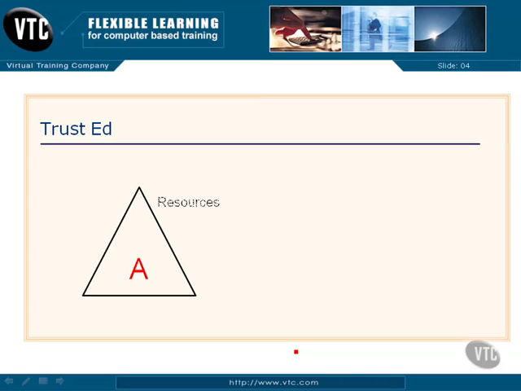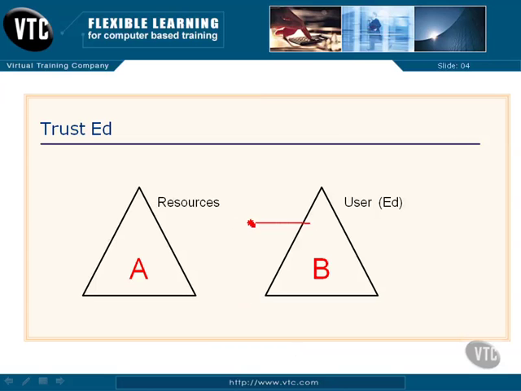We have domain A, and there are resources in domain A. There's some files and some folders. We have domain B, and we have users in domain B. Forget about Ed for a minute. But we have users who need to access resources in A. So users need to access resources in A. So which domain is the trusting domain, and which domain is the trusted domain? Well, what do you say?